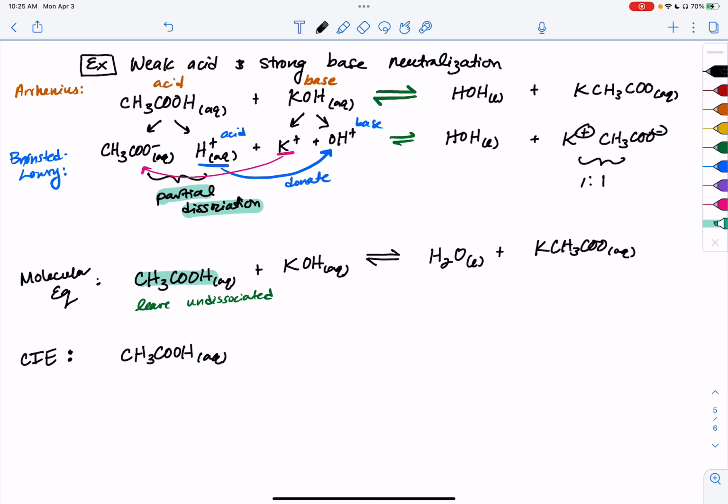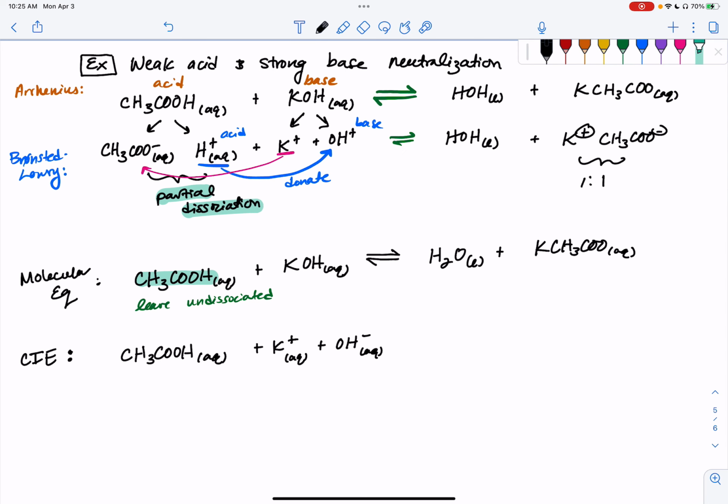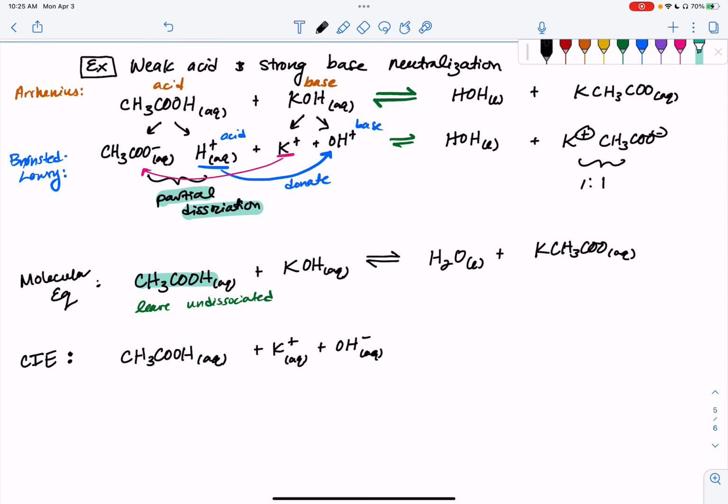And because I'm using this double arrow, that will also be a signifier to whoever's reading my chemical equation that, okay, yes, we've got some kind of weak species that shows a partial reaction or partial dissociation somewhere in our equation. But potassium hydroxide, that's a strong base, so I can certainly separate that into its ions. That will become an electrolyte. This forms H2O liquid, potassium ion, and then acetate anion. So this is my complete ionic equation.